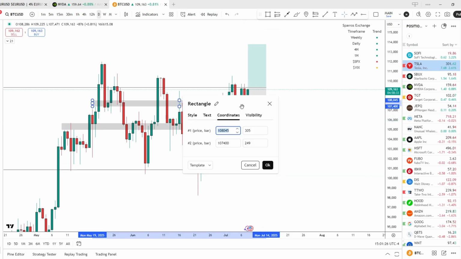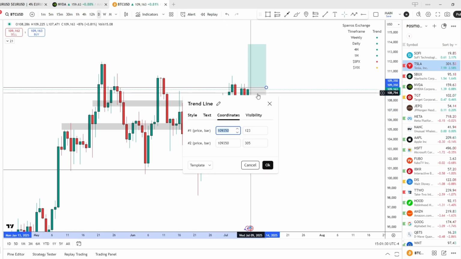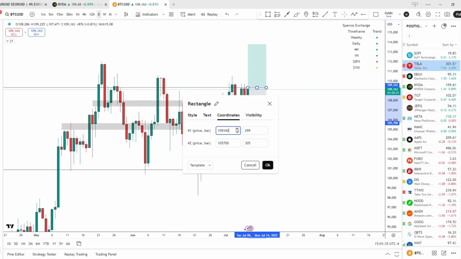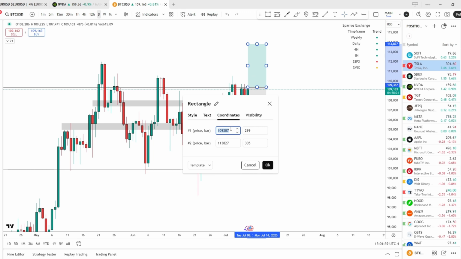It's 105,700. The bottom of this guy is going to be 107,400. Whoops, we're going to go up here actually. 109,350. Bottom of U is going to be 109,350.